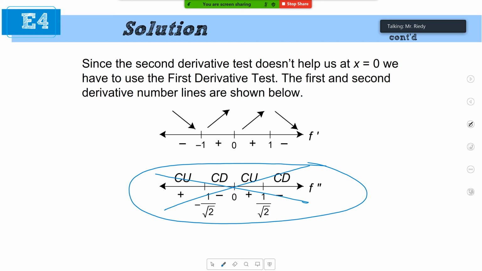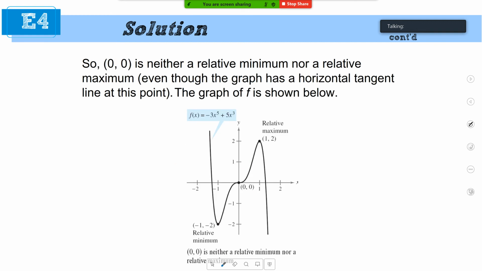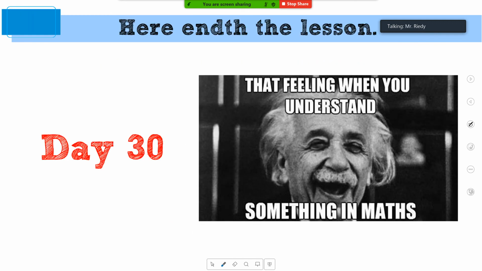And then the concavity. We just use that. It's important because that'll help you with the shape of the curve. Okay, so there's a picture of it, and we're done.